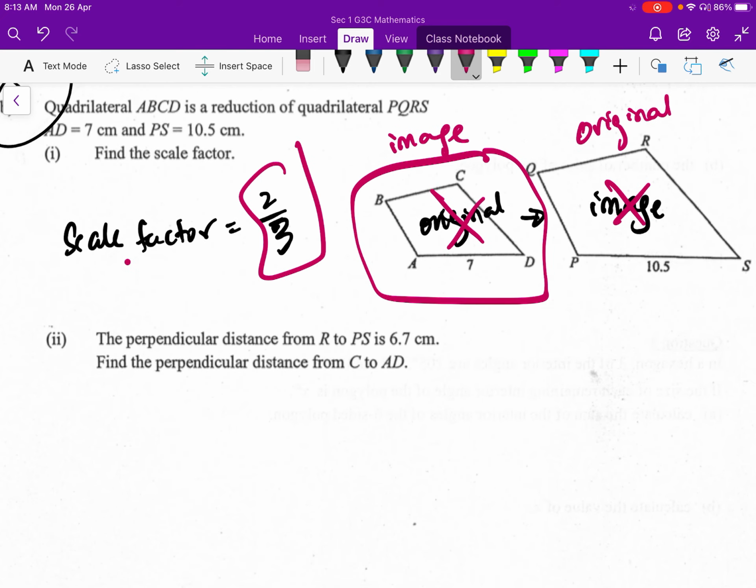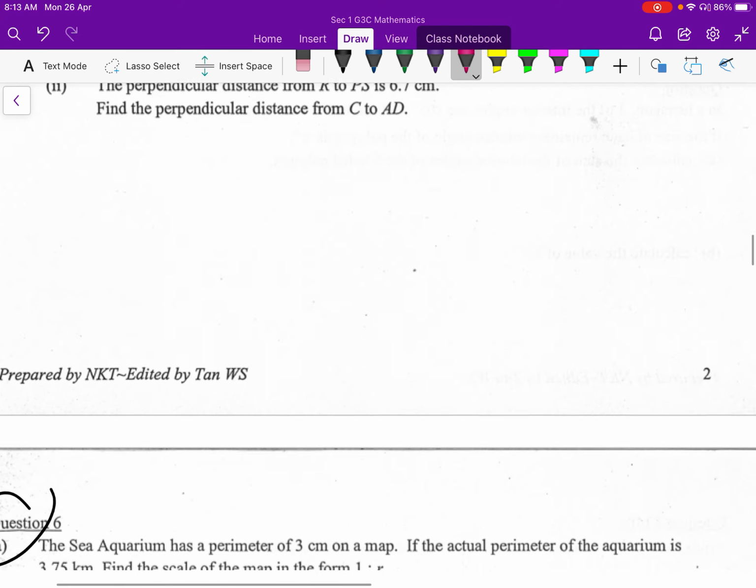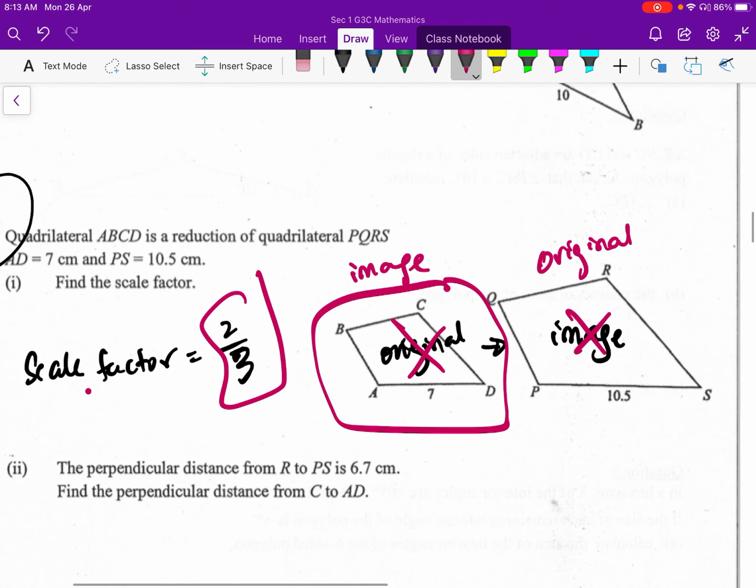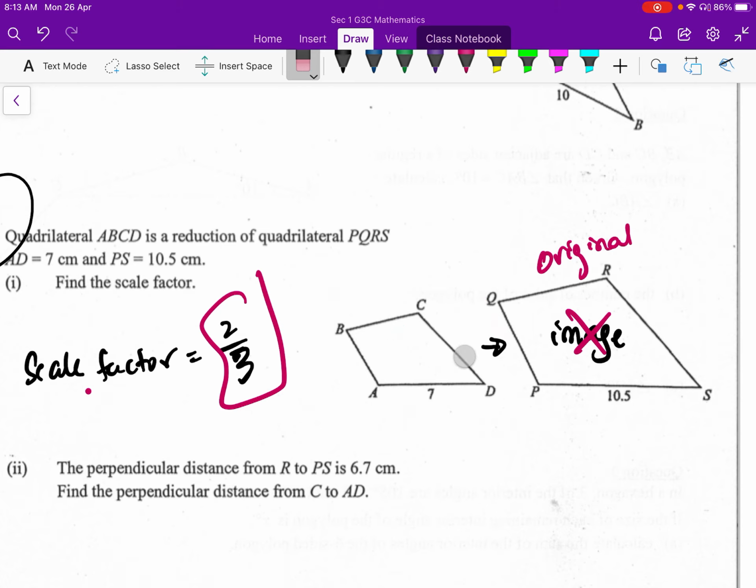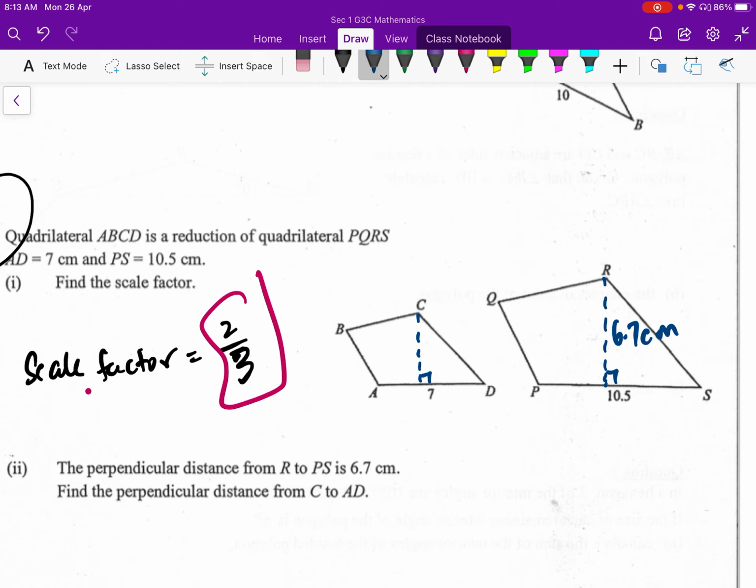So part 2, anybody needs help? Hao Tian okay? So what we learned in part 2 is that although the perpendicular distance is not shown, C to AD, when you talk about the R to PS, they told us it is 6.7 cm. The fact that these two are similar means the ratio of these two perpendicular distances will also have the same scale factor.